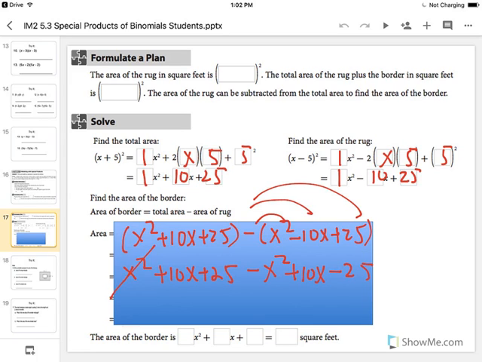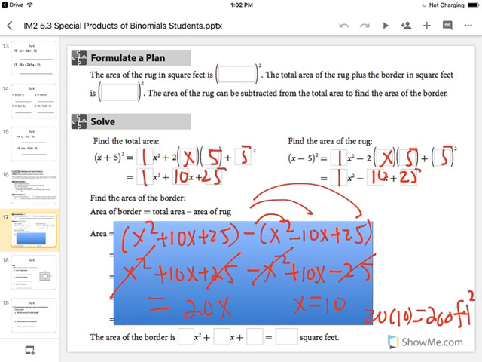These are opposite of each other, so they reduce to 0. Then we end up with 20x. And we're given that x is equal to 10, so the area would be 20 times 10, which gives us 200, and this is in terms of feet squared.